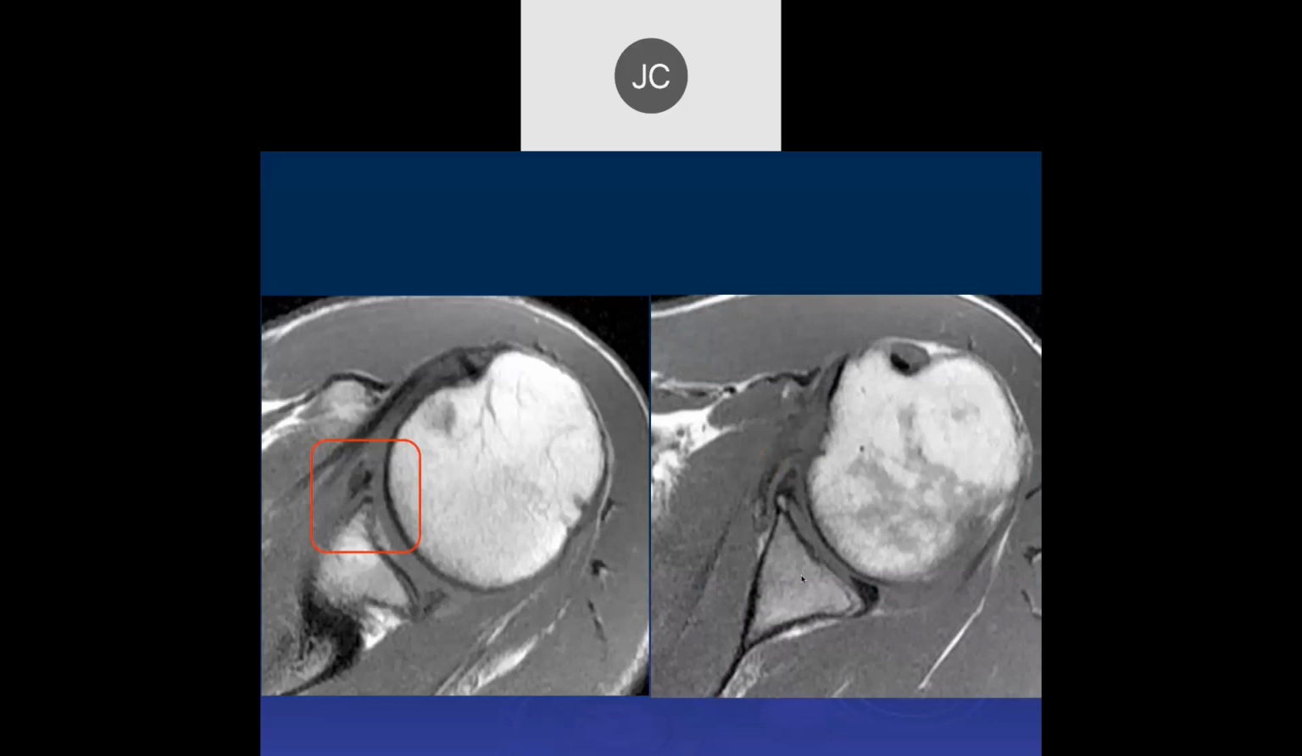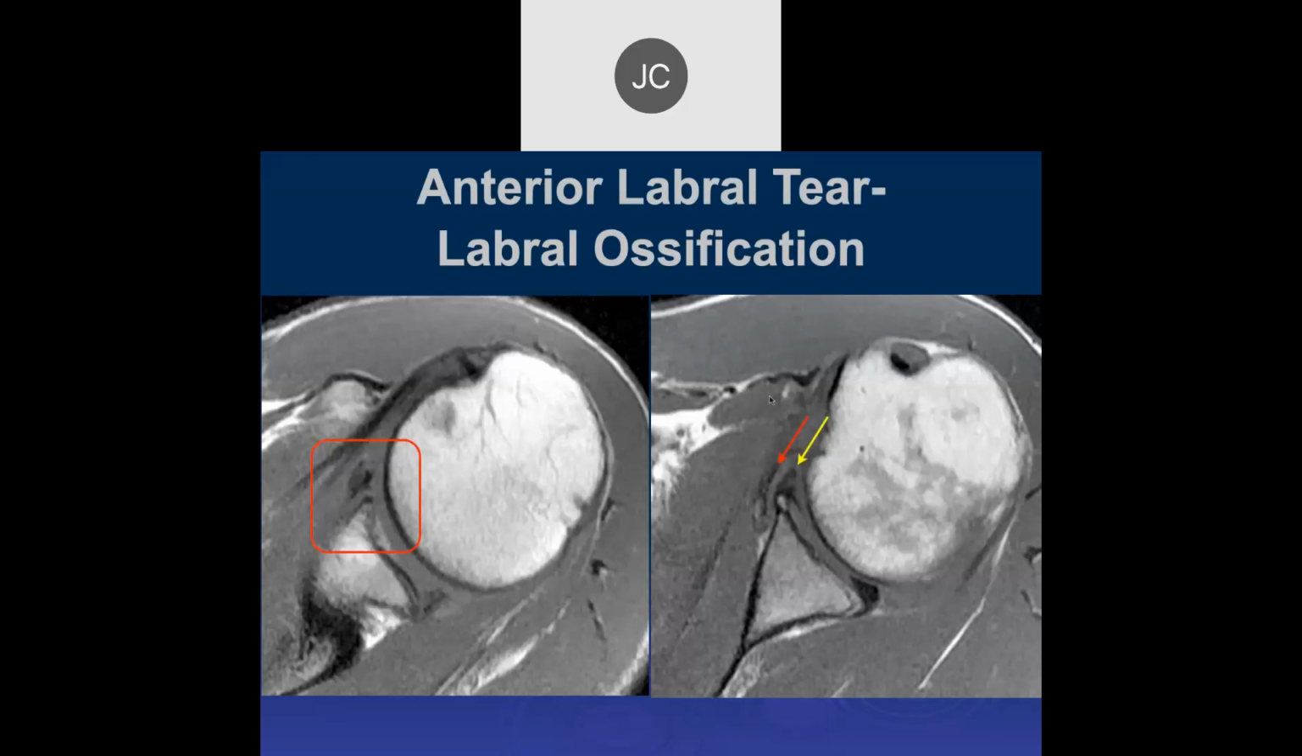So again, we see ossification at that anterior labrum. Then we see that structure. It's probably going to be the middle glenohumeral ligament coming and fusing to the deep subscap, and then that's the labrum. And so this was an anterior labral tear and had a lot of labral ossification.